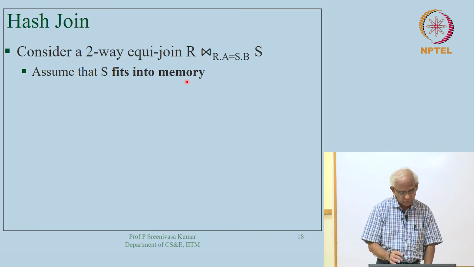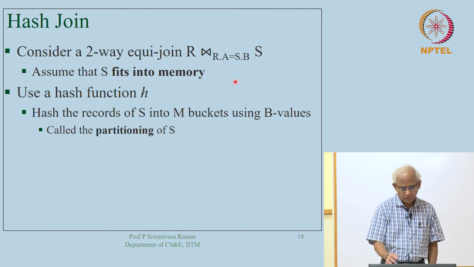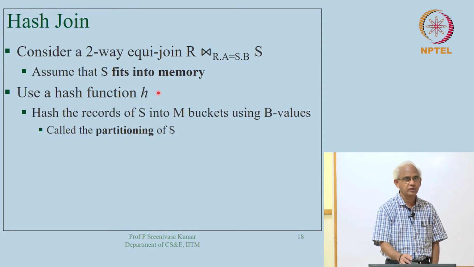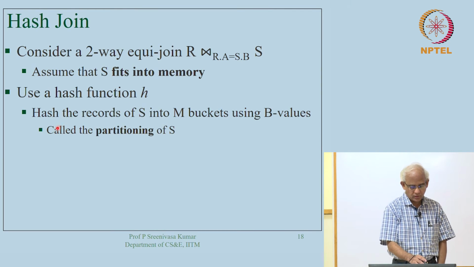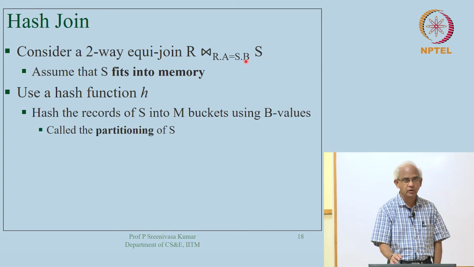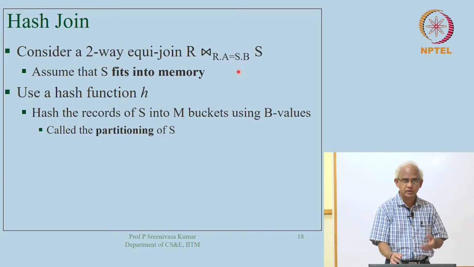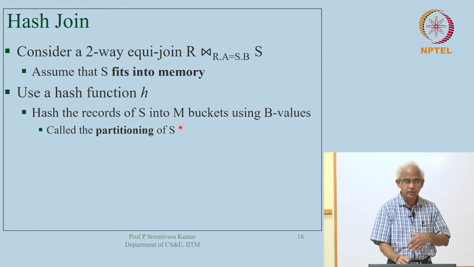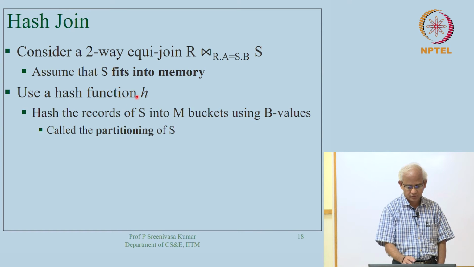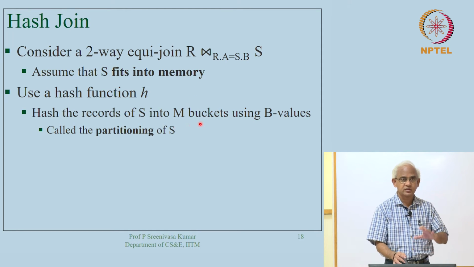So what you do now is read the records of S, use a hash function h, and hash these records of S on the attribute values B. Supply them to the hash function, which will give you a bucket number, and put them into m number of buckets, whatever be the number of buckets that the hash function requires. Remember that we made an assumption that S fits into the memory. So all these m buckets are actually sitting in the RAM now. They're in the memory for us.